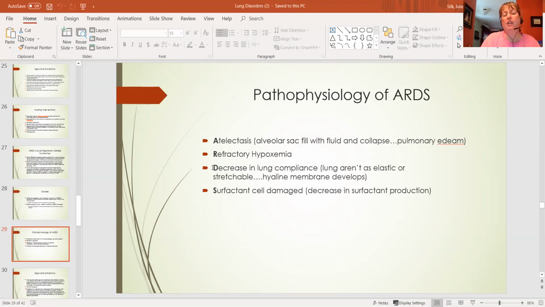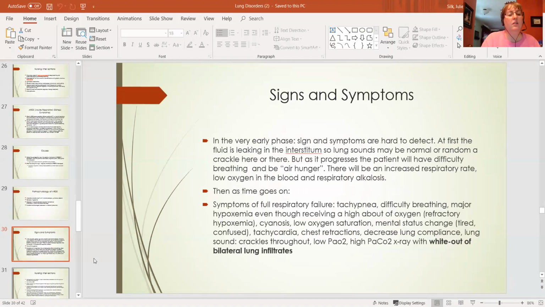So anyway, they have that decrease in lung compliance. So your lungs aren't stretching like they should to breathe like they should. Your surfactant cells are damaged, so you have decreased surfactant production. And I don't know if it's on, yeah, here it is.